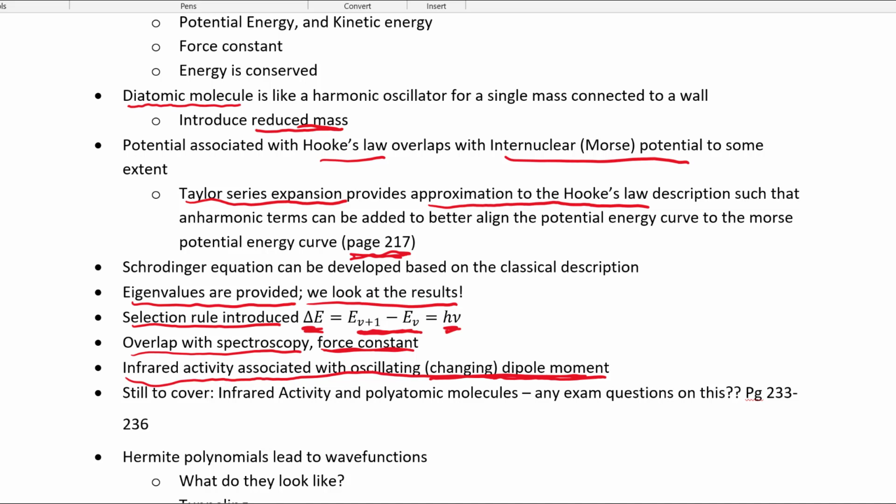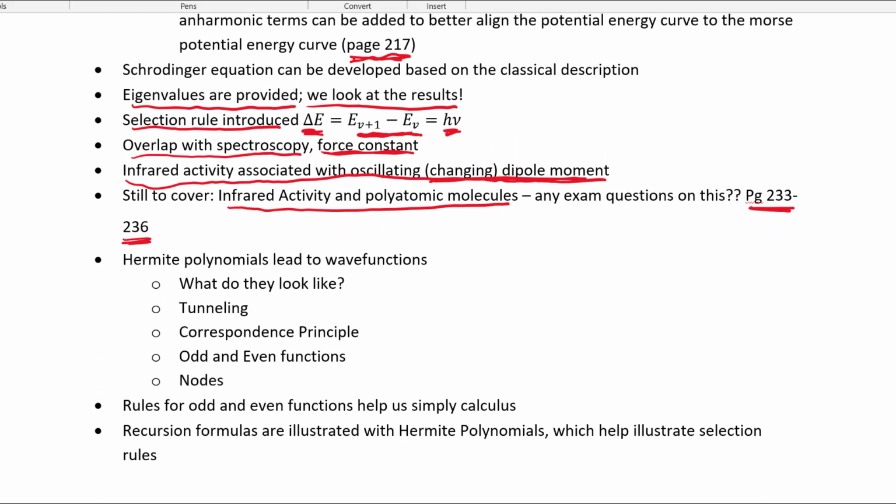We kind of punted a little bit in this particular course on infrared activity in polyatomic molecules, and this is on pages 233 to 236. Unlikely to be any exam questions on that in the exam, because we did not cover that fully in class.